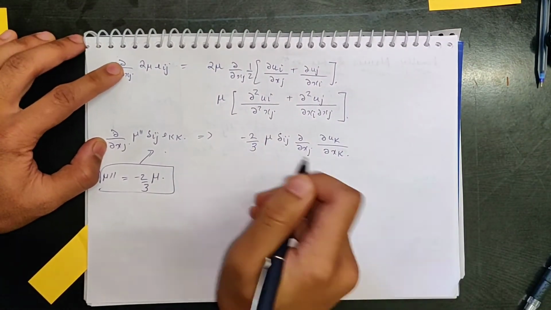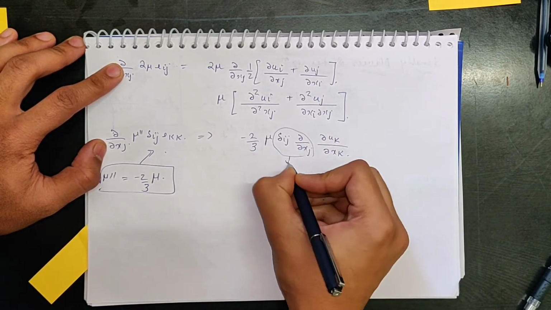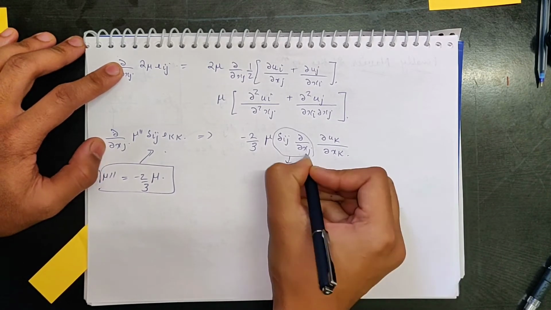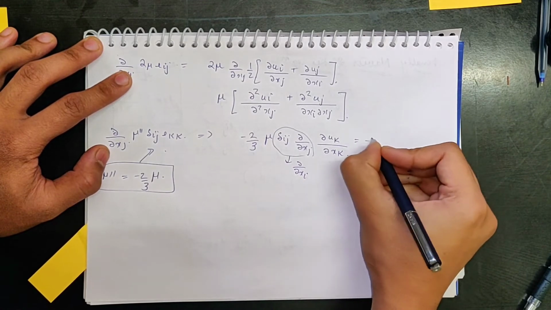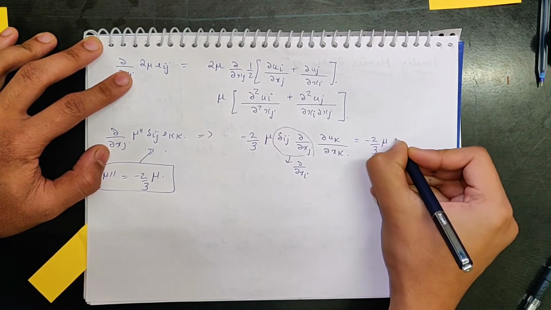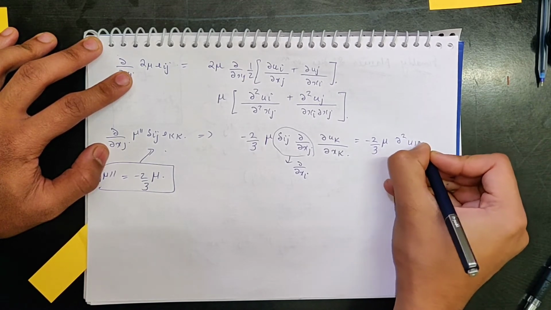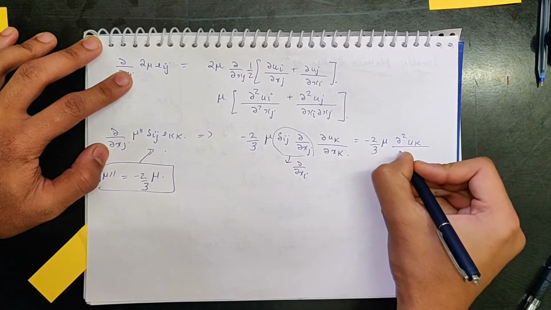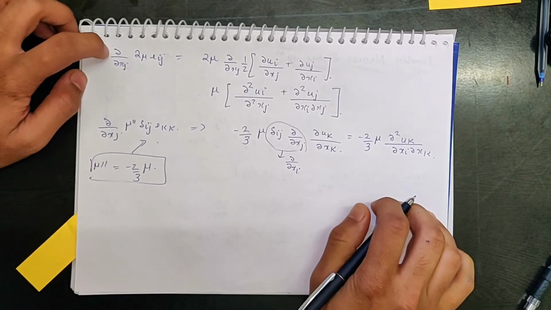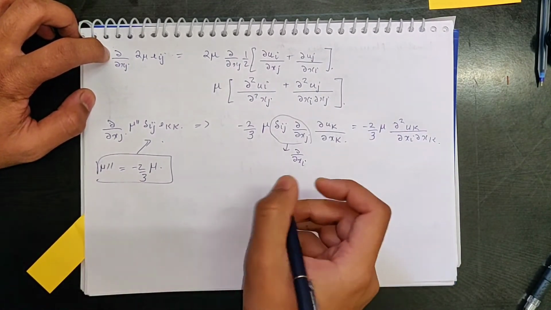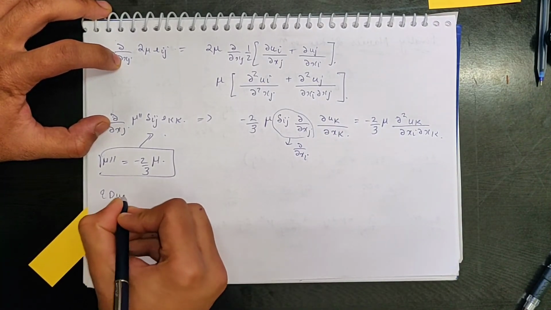Okay, so here also similarly this thing we can replace by del of del xi, because only when j is equal to i this would be 1, otherwise the terms would be 0. So we can replace this as minus 2 by 3 times mu del 2 uk by del of xi del of xk. Okay, so we can replace now. Now we have obtained all the terms, so now we can substitute in the equation.